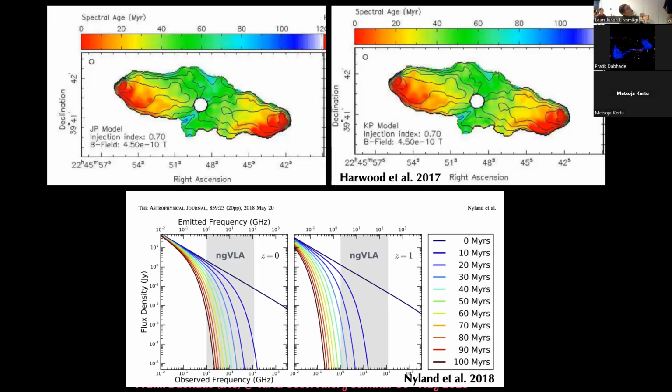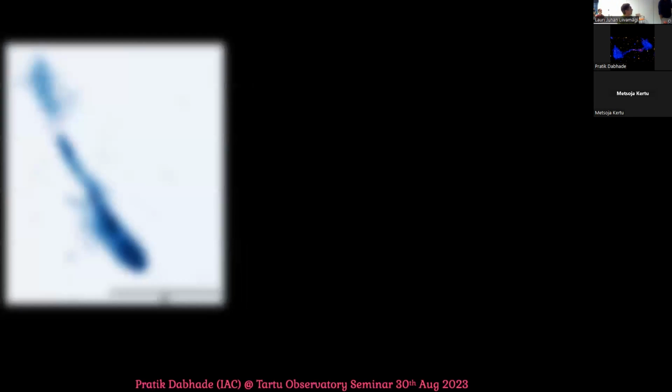Now you can see that at the hotspots, the ages are hardly less than 10 megayears, so they are very newly injected plasma. And these are the two models. Below, what you see is a simulation of how a source would show its spectrum depending on the ages. So the aim is to do something like this, where we see the inner ones showing younger ages, and then we can settle onto, okay, this is really what is happening.